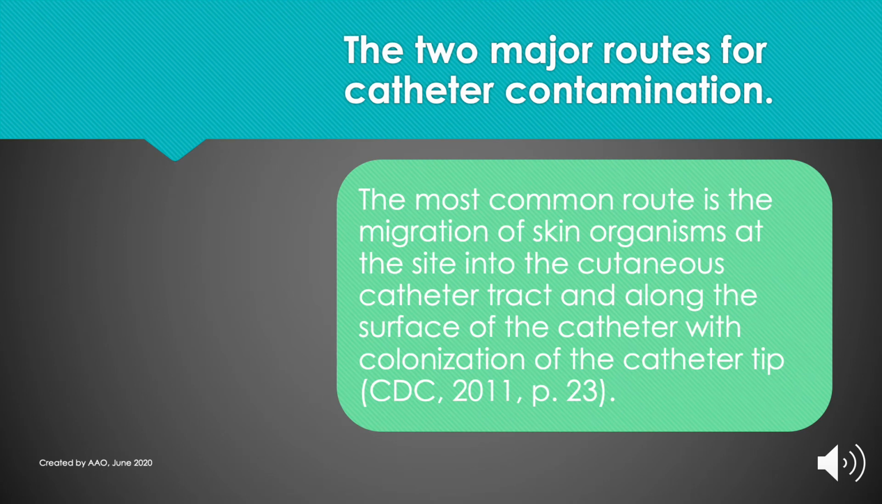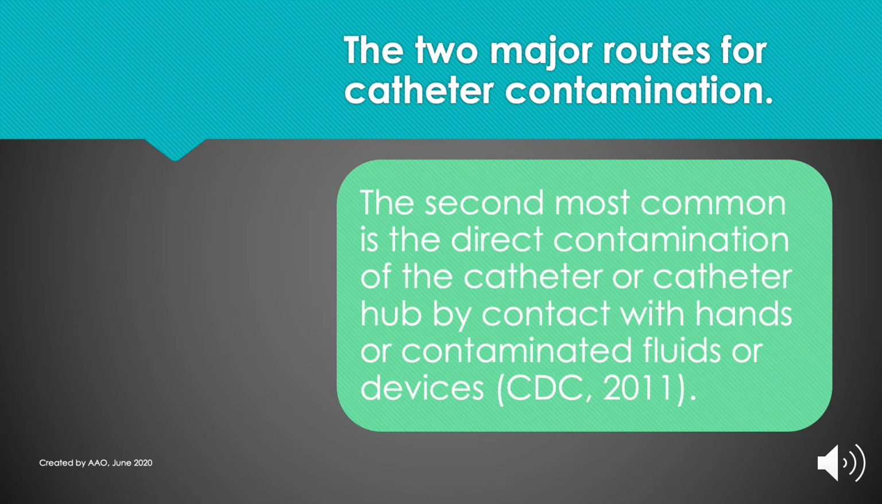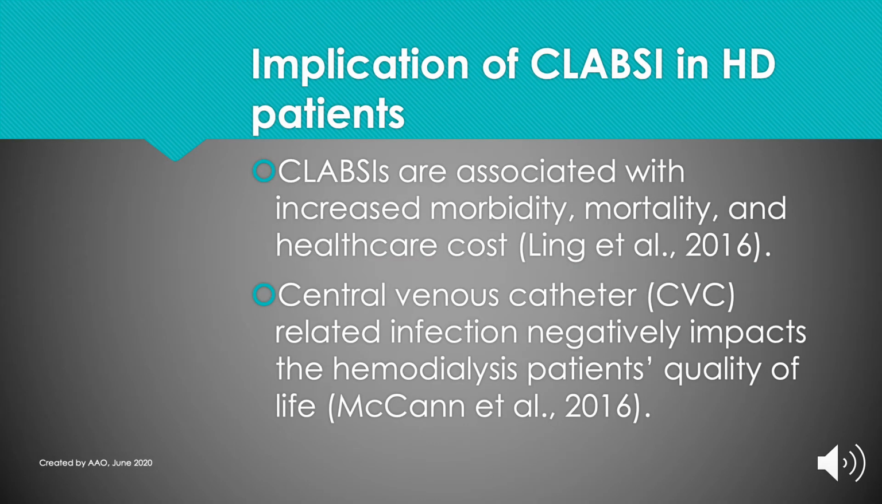We're also going to discuss the 2 major routes for catheter contamination in dialysis patients. The most common route is the migration of skin organisms at the site into the cutaneous catheter tract along the surface of the catheter with colonization at the catheter tip. The second most common is the direct contamination of the catheter or the catheter hub by contact with hands or contaminated fluids or devices.